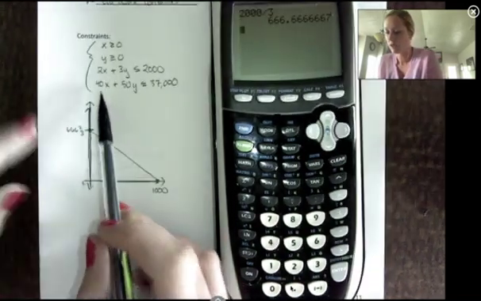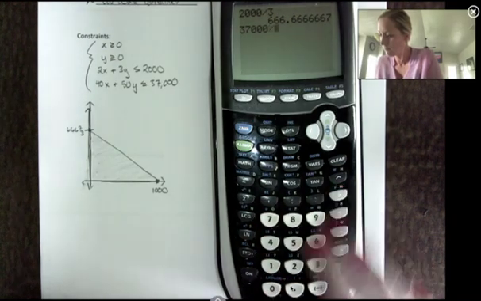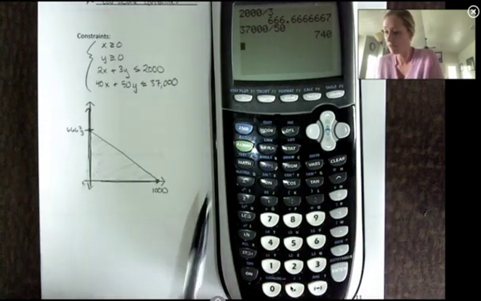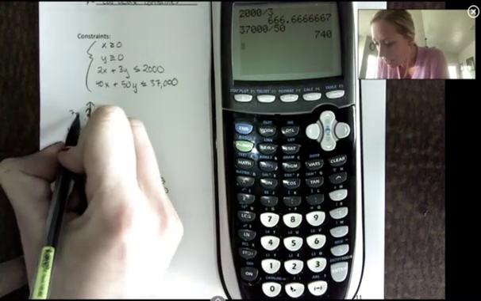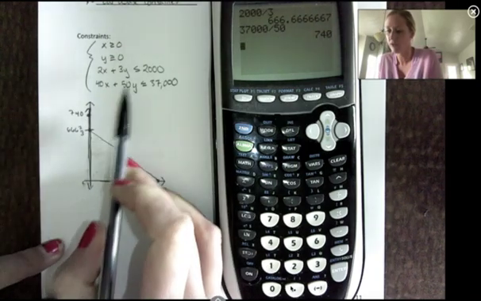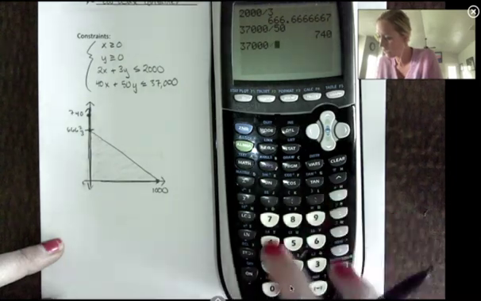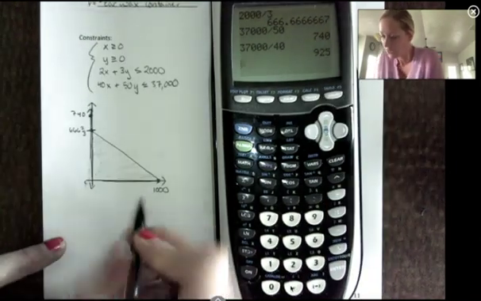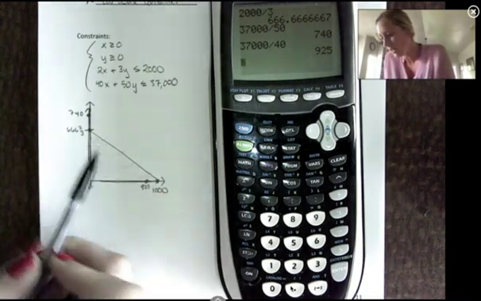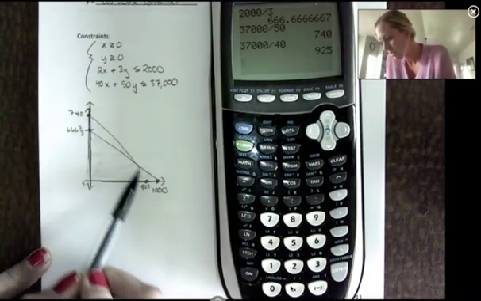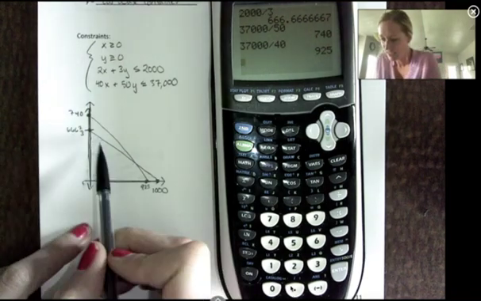So I'm plugging in 0, so I'm doing 37,000 divided by 50, which is 740. So that is a y-intercept. Okay, plug in 0 for y, so I'm doing 37,000 divided by 40, and I get 925. Okay, connect here. Okay, so now I need to know, is it this region right here?